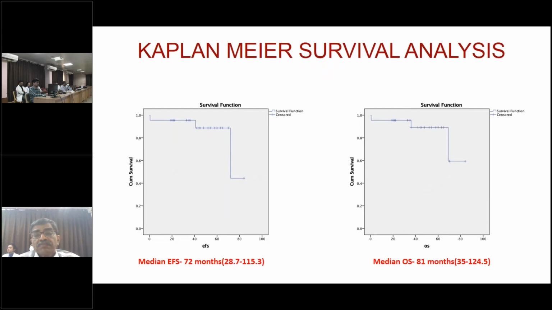Post-transplant, these are our survival curves. We are getting an event-free survival of about 72 months, that is 6 years, with a median overall survival of about 81 months, which is a pretty decent number, understanding the natural history of myeloma, that the disease is going to come back again.